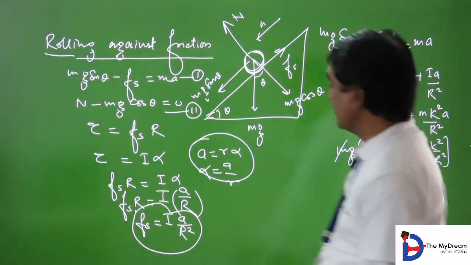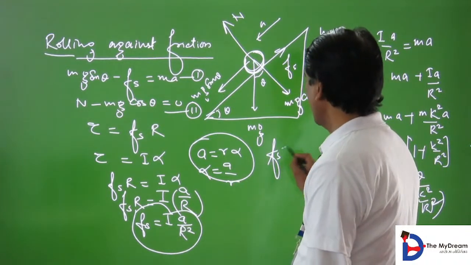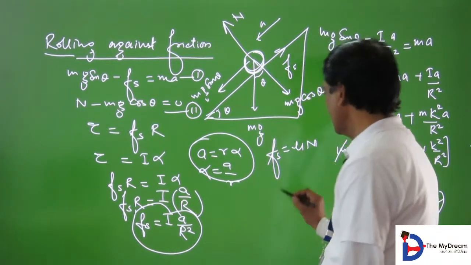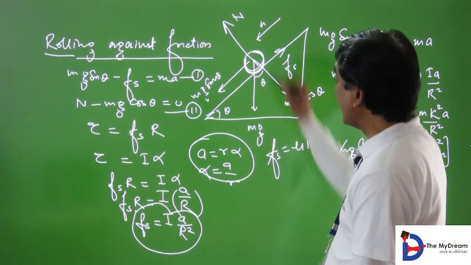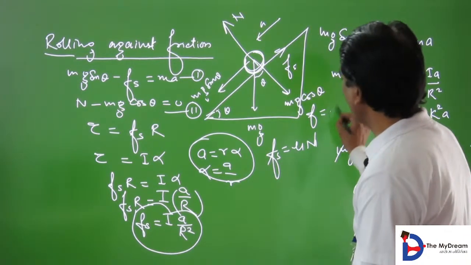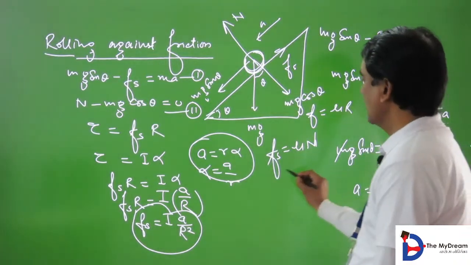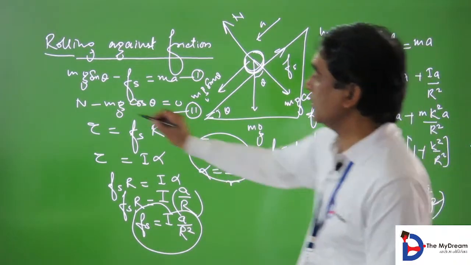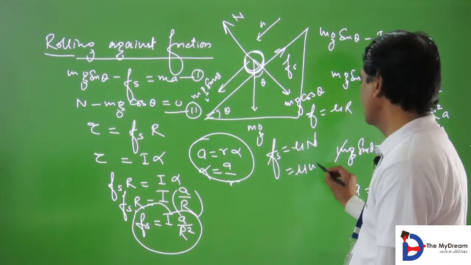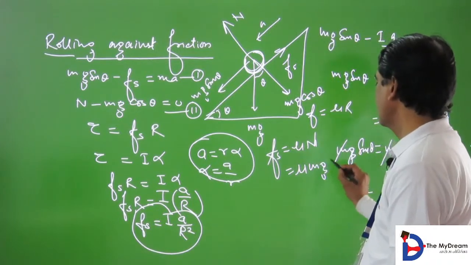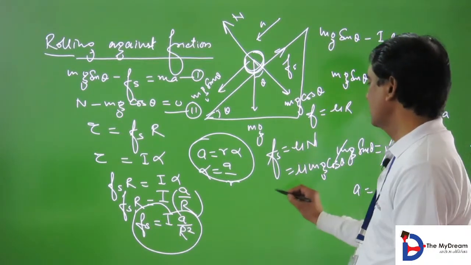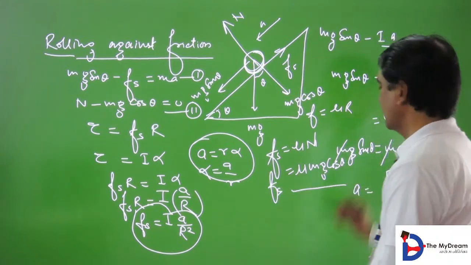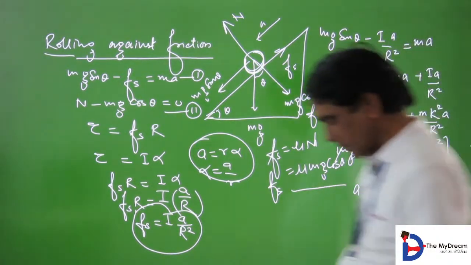Yes, if you want to discuss it, F is equal to mu N, you must have studied this, and N is equal to mg cos theta.